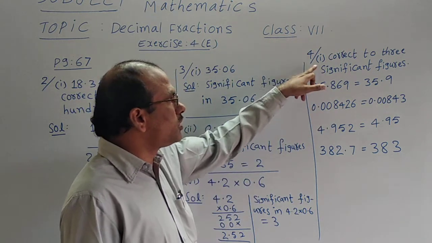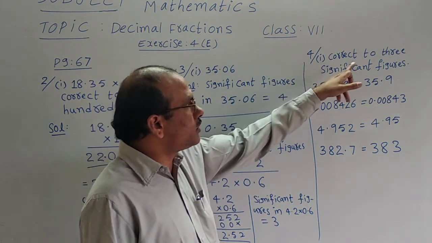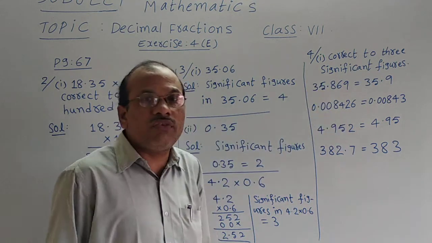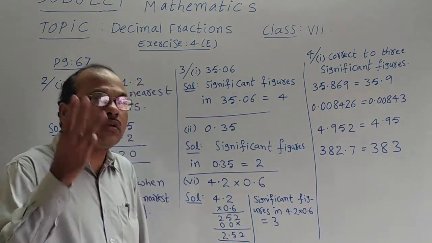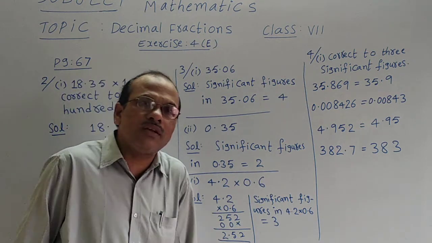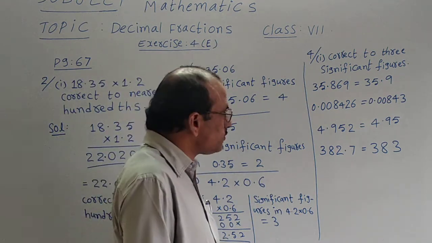Then listen here. Fourth question, first. We have to correct to 3 significant figures. We have to correct the given questions to 3 significant figures. We will see that, 3 significant figures. What are those?